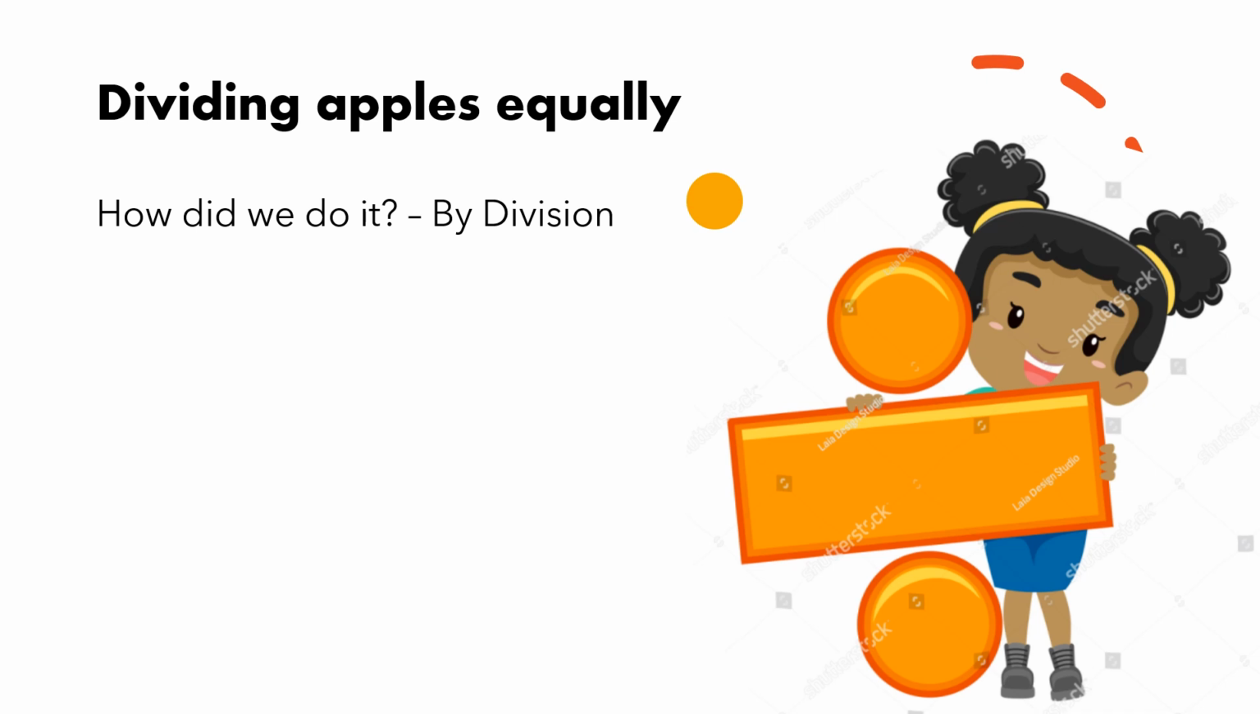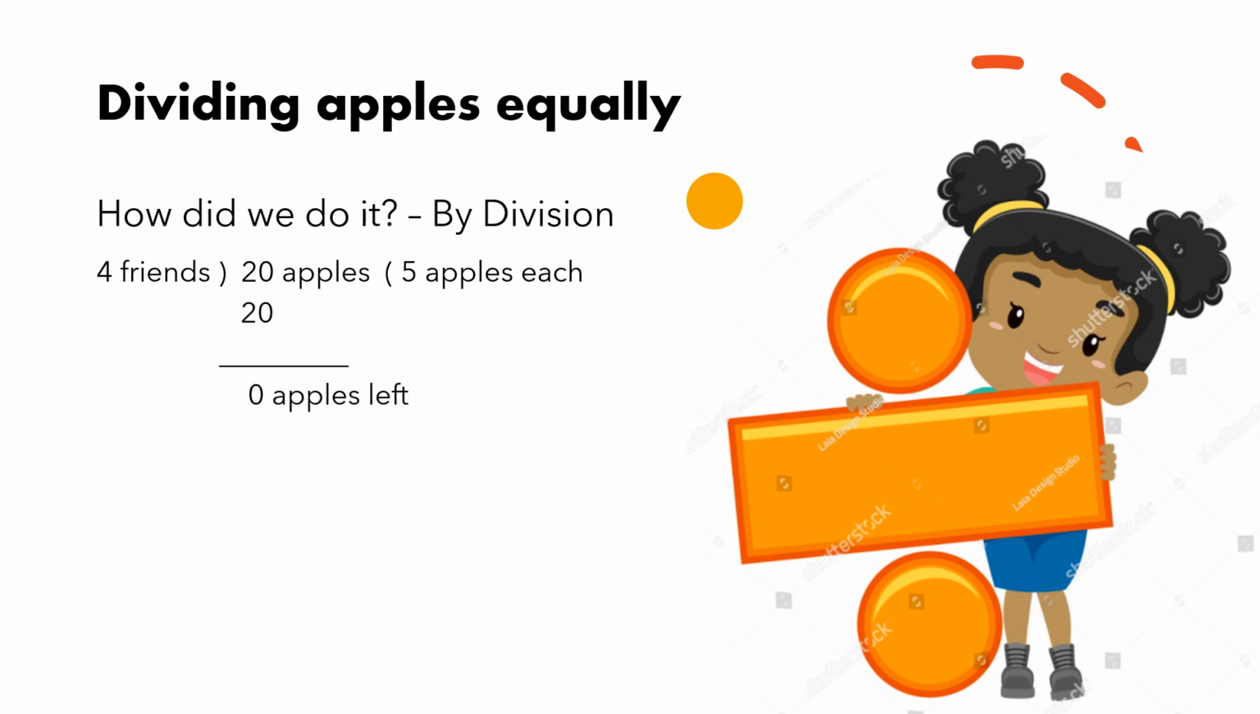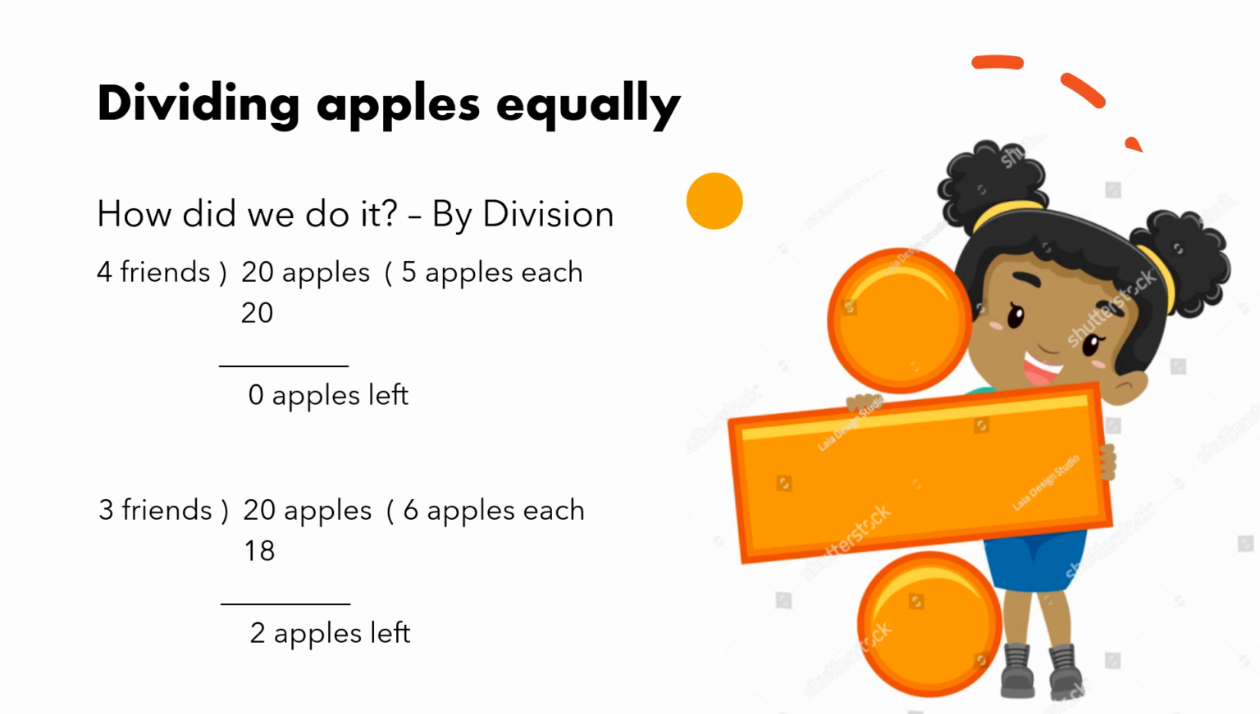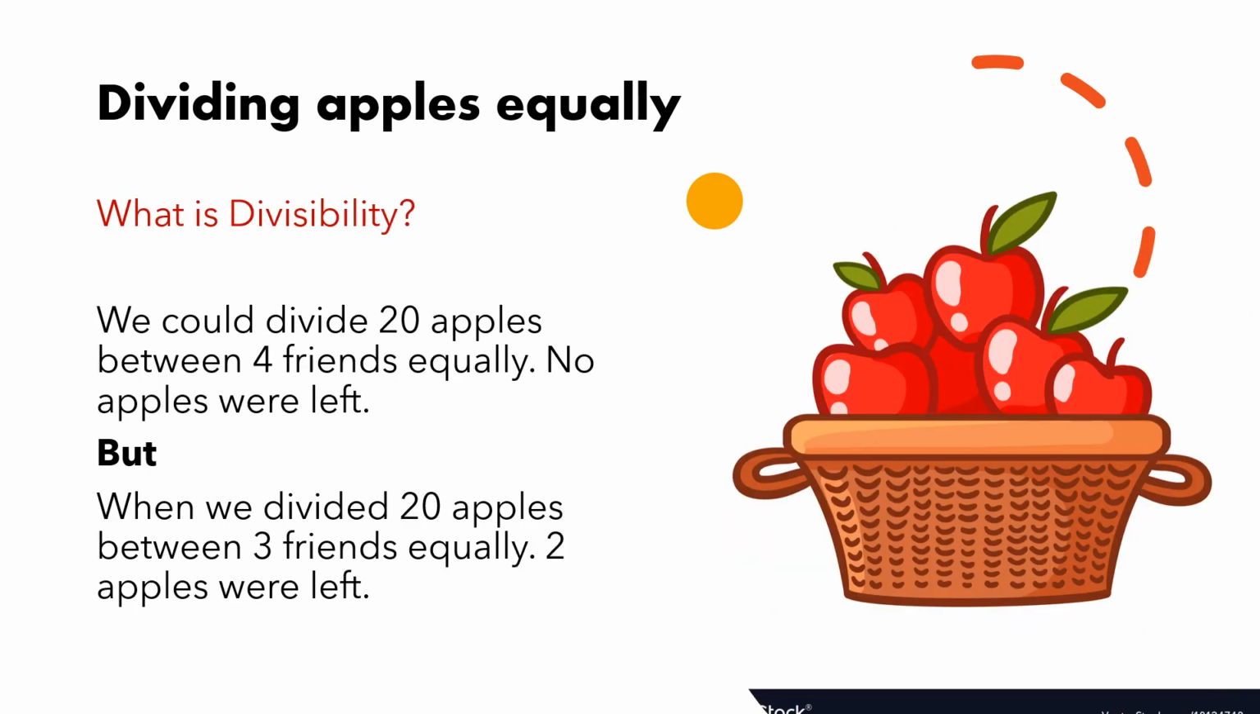So what did I do to find the answer? How did we do it? Yes, we did division. 20 apples between 4 friends and they get 5 apples each and no apples are left in the basket. 20 apples between 3 friends, they get 6 apples each and 2 apples are left in the basket. So what is divisibility?